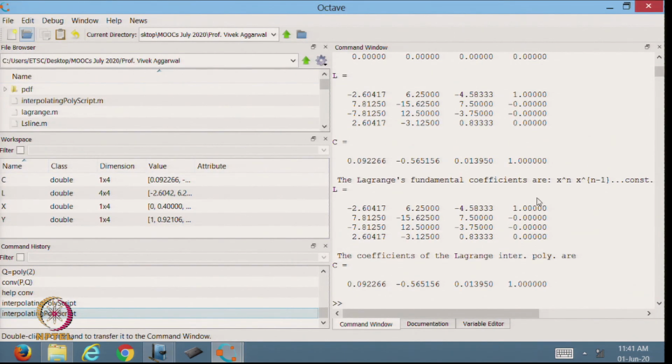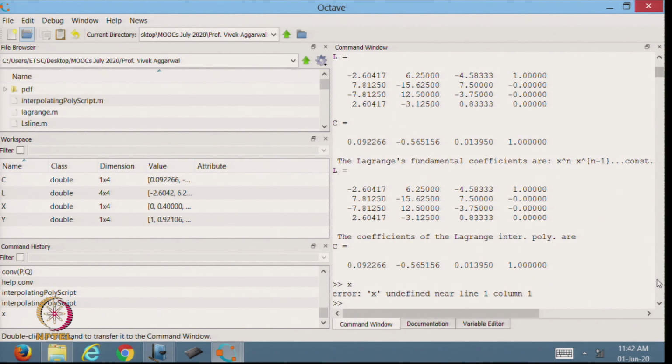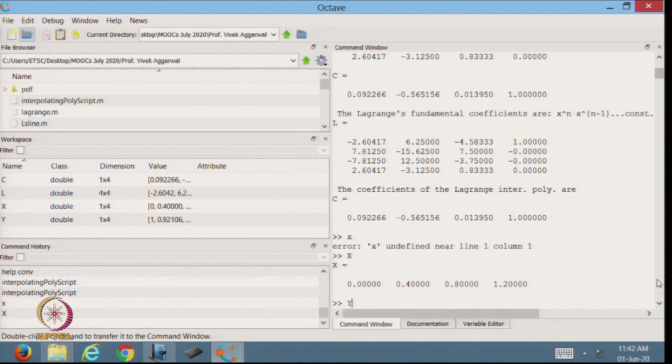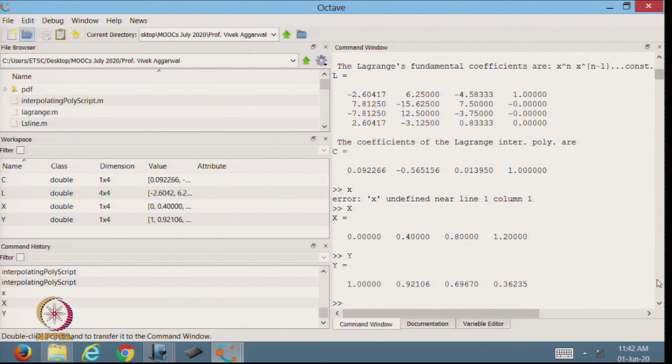So, this is the 4 by 4 matrix I am going to have. This is the coefficient of the first fundamental Lagrangian polynomial, then the second, the third and the fourth, and the coefficients of this one. It means that 0.09 x cube minus 0.56 x square plus 0.0135 x plus 1. So, that is the corresponding cubic Lagrangian interpolating polynomial passing through the given points. This is my given point, x is this one, a capital X and this is a capital Y. Those are the points I have chosen, and it is passing through these points.